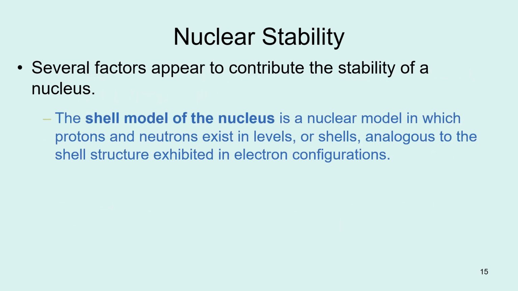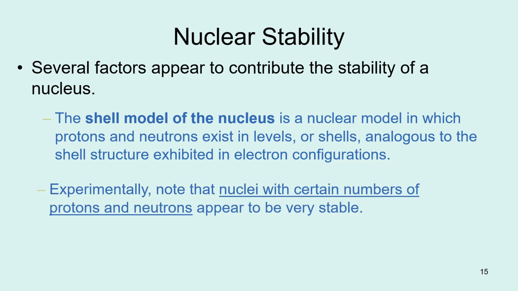Several factors contribute to this stability. There's the shell model of the nucleus, similar to how we talked about electrons. There are 2 electrons in the first shell, and 8, and then 18, and so forth. Well, there's also a shell model of the nucleus, and we don't need to know this nearly as carefully as the electrons, but it seems that certain numbers of protons are more stable than others. It's experimentally found that nuclei with certain numbers of protons and neutrons tend to be more stable than others.